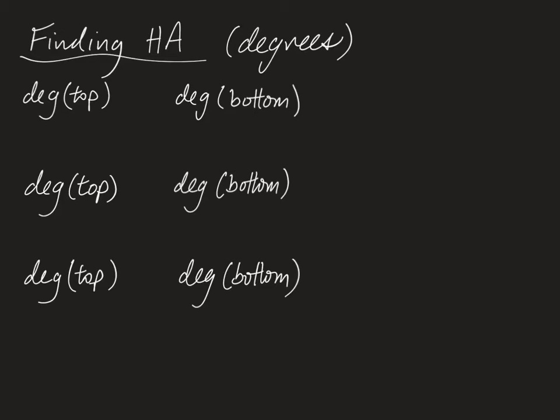The degree on the top can be less than the degree in the bottom. The degree on the top can be greater than the degree in the bottom, or they can be equal to each other. So let's think about this. If the degree in the bottom is bigger, we could call this bottom heavy. And what happens if the degree in the bottom is bigger? The horizontal asymptote is y equals 0.